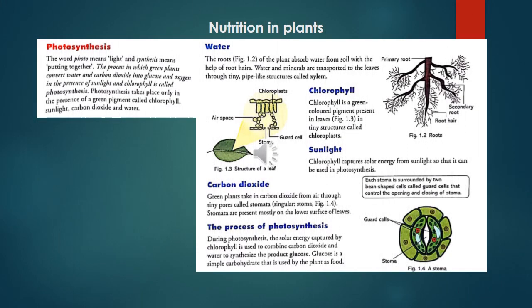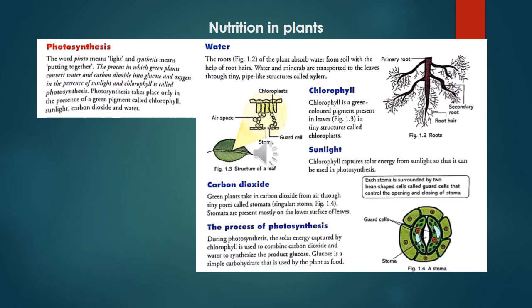Let's know about photosynthesis again. Photo means light and synthesis means putting together. The process in which green plants convert water and carbon dioxide into glucose and oxygen in the presence of sunlight and chlorophyll is called photosynthesis. Photosynthesis takes place only in the presence of the green pigment called chlorophyll.